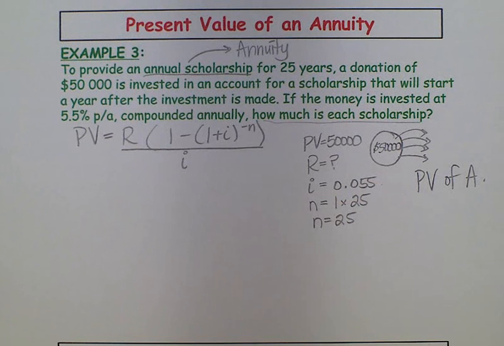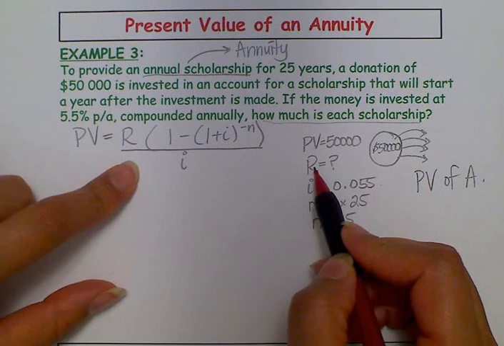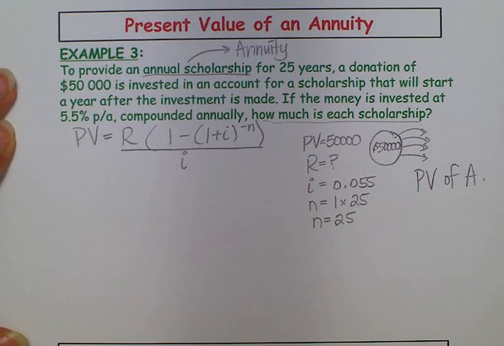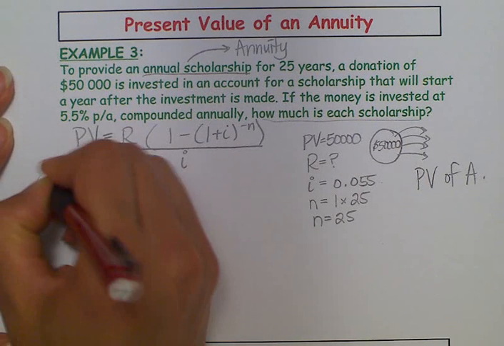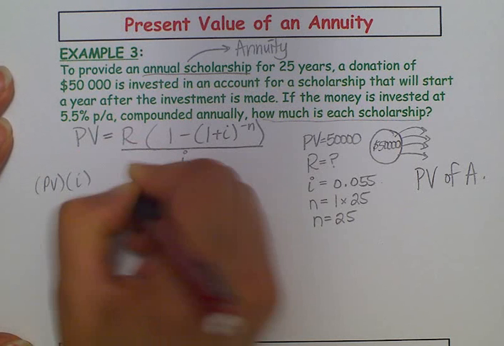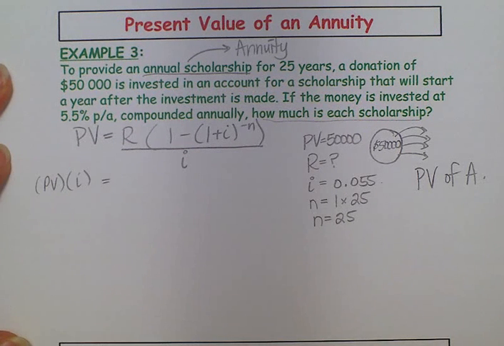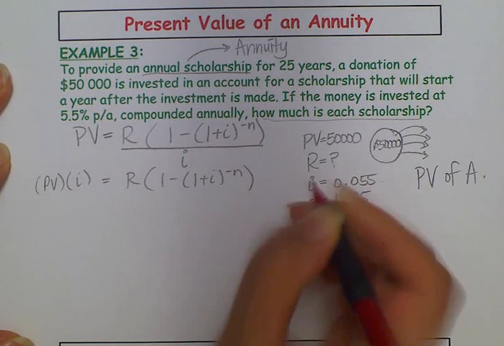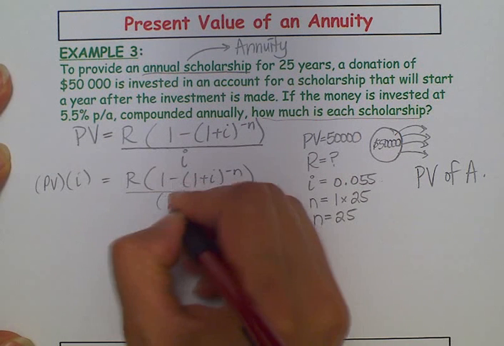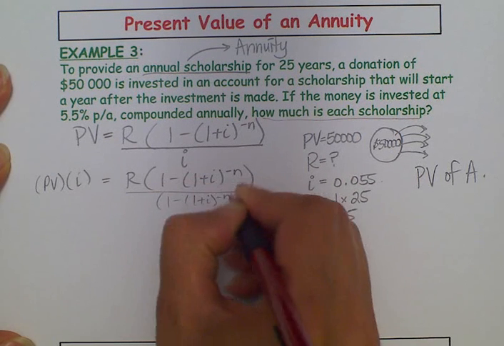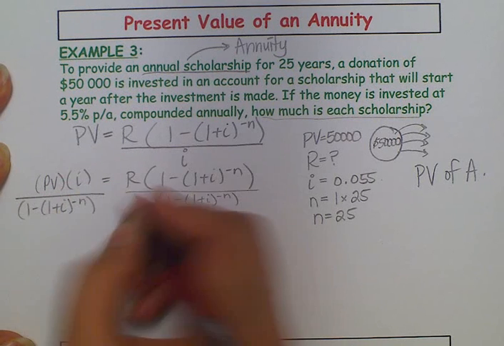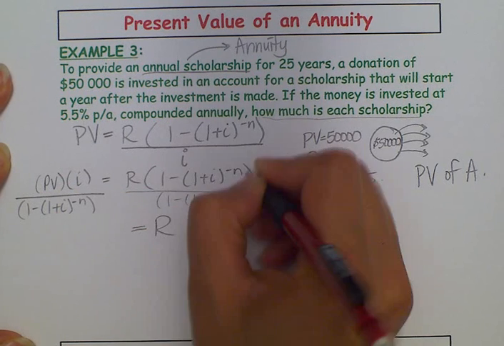Okay, so because I'm solving for R, what I'm going to do is rearrange the equation to isolate R, and then I can plug in all the information that I know, just like I did with the annuity example that we looked at in lesson 3. So this would be the present value times I, multiply both sides by I to get R by itself. And then I'm going to divide both sides by the brackets, to get R equals everything that I have on the left-hand side.